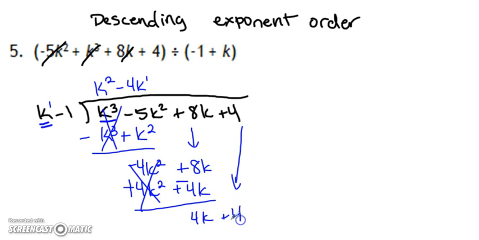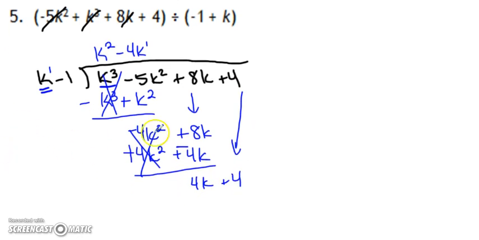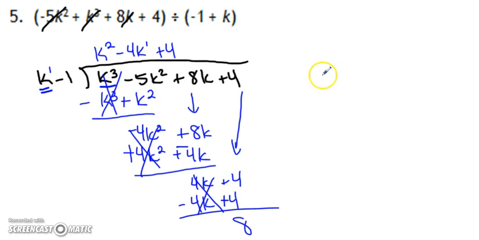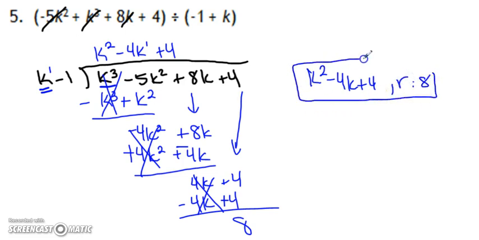Right. Looking good, looking good. Okay, another 4, it looks like, is what we're going to need. So 4k minus 4. It looks like this is going to cancel, but the signs switch. So I'm left with 8. So it looks like we have k squared minus 4k plus 4 with a remainder of 8 as our answer.